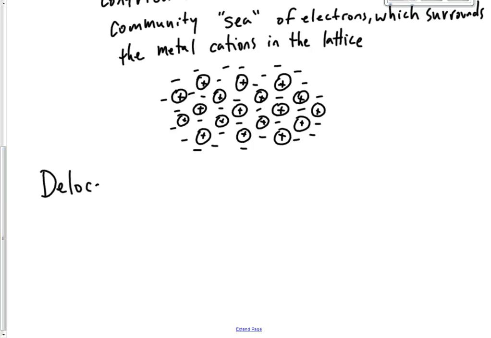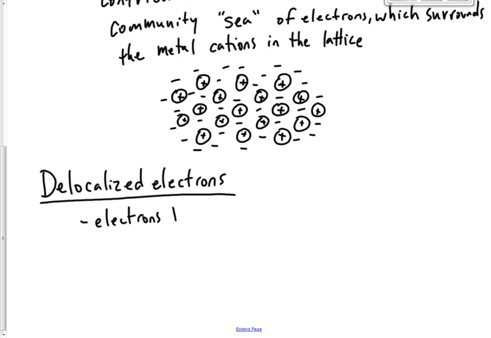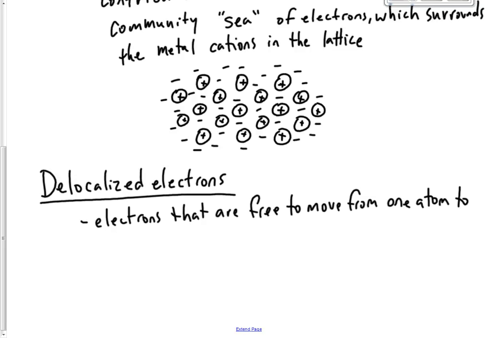Okay, so that's the electron sea model, and what it does is it hinges on the idea of delocalized electrons. Okay, so delocalized electrons are just electrons that are free to move from one atom to the next. They're not held in any outer energy levels of any specific metal atom.